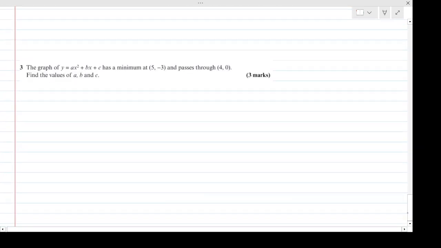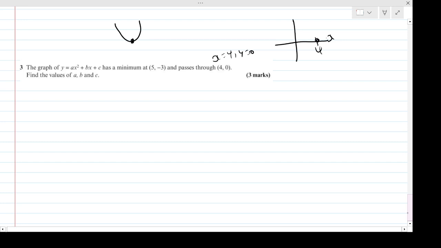Yeah. Last question then. We are given the graph of ax squared plus bx plus c. It has a minimum at (5, -3). Well, it's a minimum, so it's going to be dipping down like this, okay? That's kind of what I expect the graph to look like. And it passes through (4, 0). Wow, that's x is 4, y is 0. Okay, that's telling us when x is 4 on the x-axis, it's going to pass through there. Okay, find the values of a, b, and c.